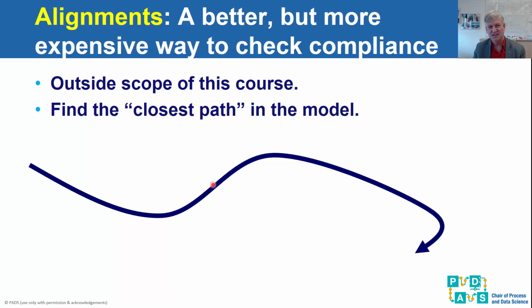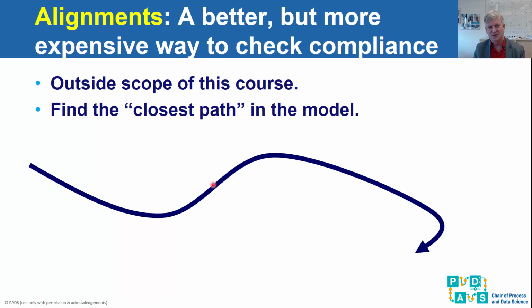The basic idea of alignments is to make it more objective, and you are basically solving an optimization problem. Given a path that we see in the data, we try to find the path in the model that is closest to the path that we have seen in the data. Of course, it says here the closest path.